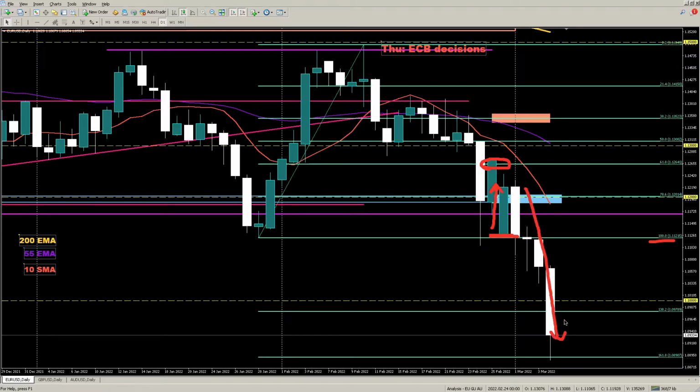it fell hard, and that's all due to the conflict in Ukraine. And because of its proximity to the conflict, the Euro is suffering as well, feeling the heat more so than the cable and the sterling pairs.